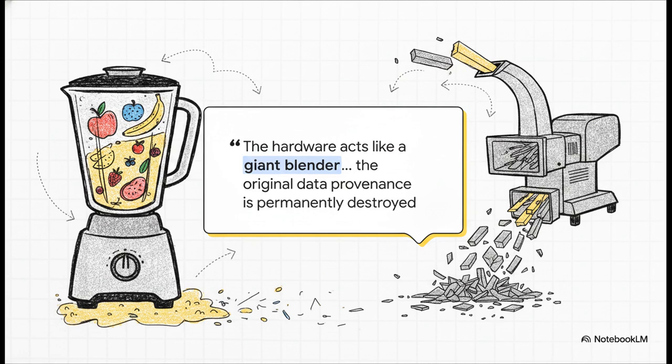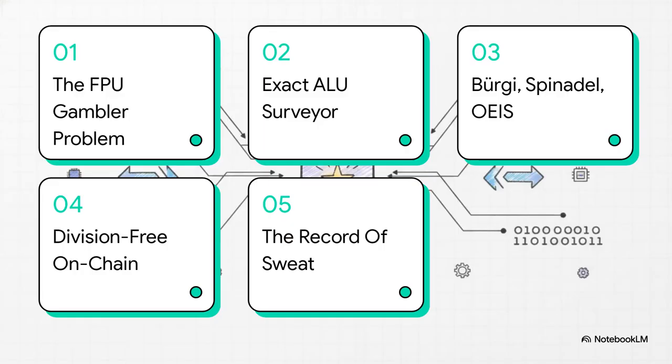Think about it like tossing fruit into a blender. You know what went in, sure, but you can never perfectly reverse engineer that smoothie back into the exact original fruits. For you, as a creator, this means your human authorship and the actual provenance of your data are literally liquidated by the machine. So here's our roadmap for today.